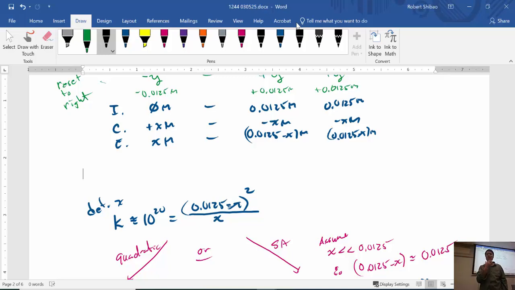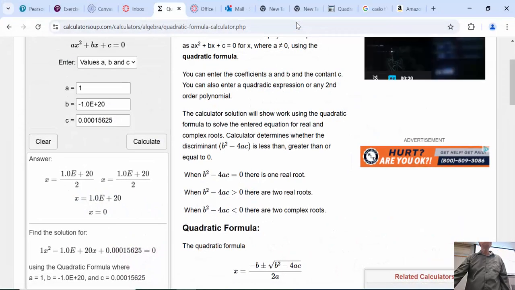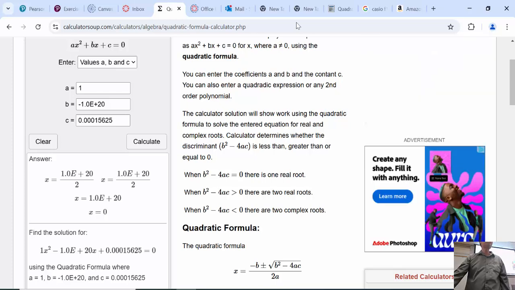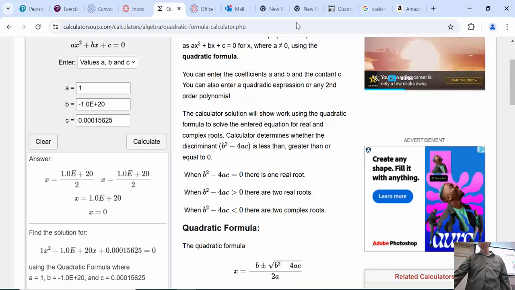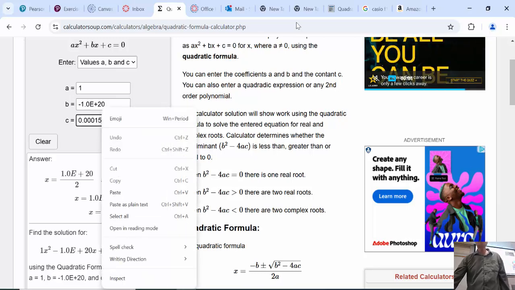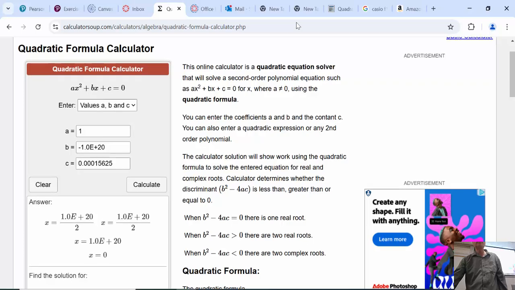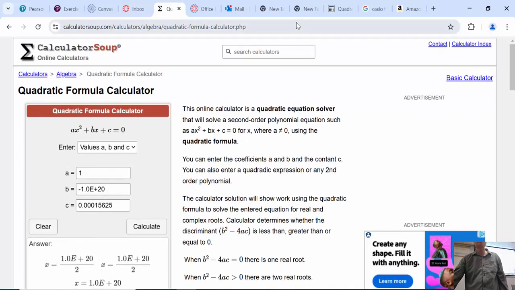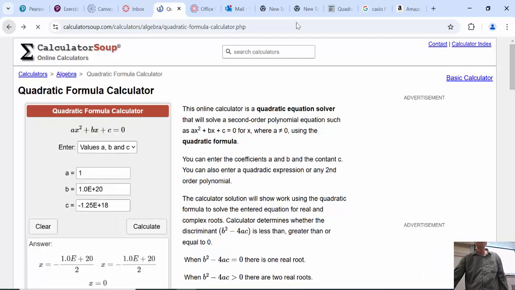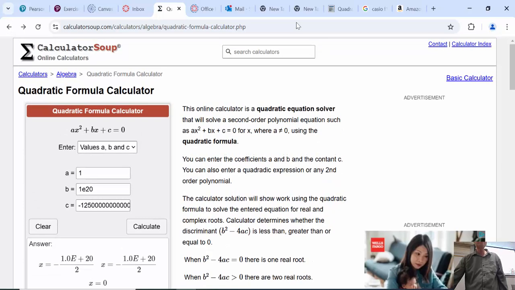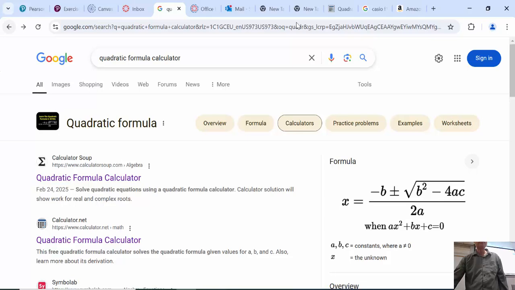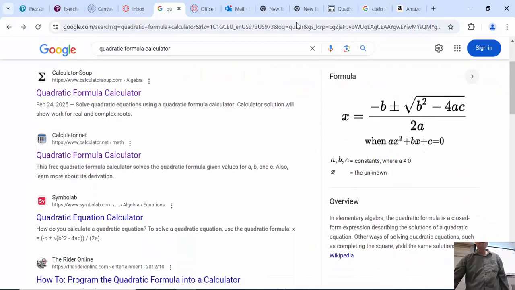Infinite percent error. So the quadratic solver online sucks. Be careful with these. This probably only carries like 5 digits or whole numbers. Maybe they'll only do whole numbers because there are better quadratic solvers out there. I've used quadratic solvers that work pretty well, but this one is bad. The calculator soup and the one I tried before. The quadratic formula, oh, this is calculator soup. And the other one I tried was calculator.net.